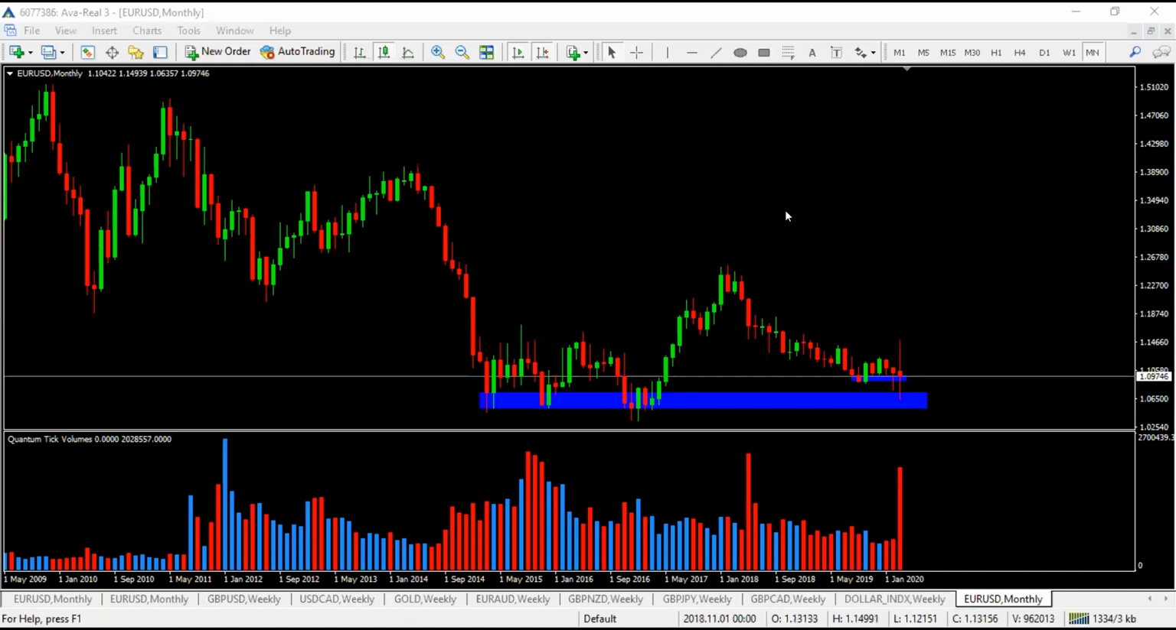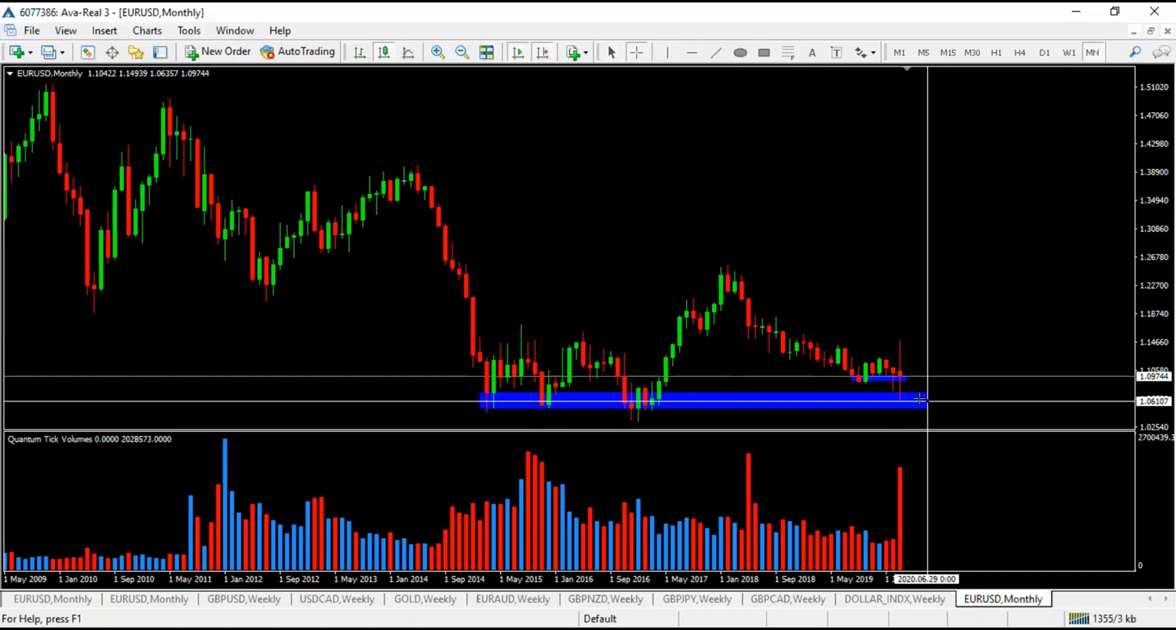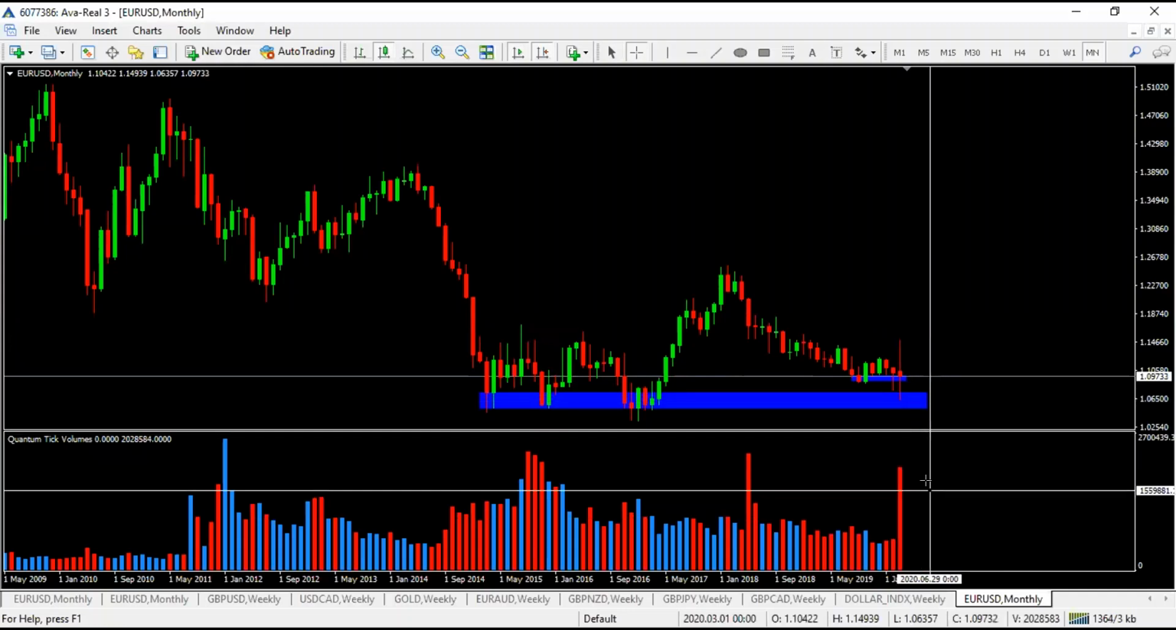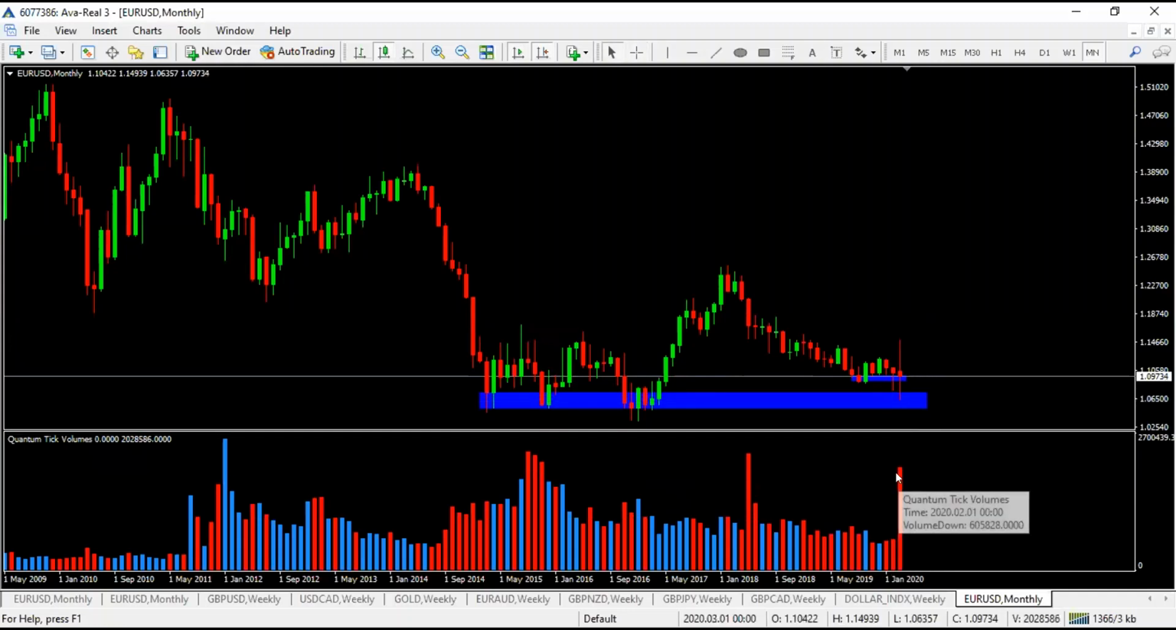I'm looking at the monthly euro versus US dollar. What I think is happening here is it's just a zone tap. You see this powerful zone that it has been bouncing off all the previous times. Even at this moment, at this price, the price tried to go down below that, but it was rejected, or it found support in a pretty strong way. Also, we see the volume here is pretty high.